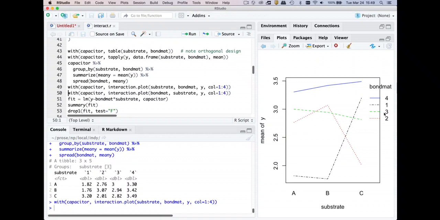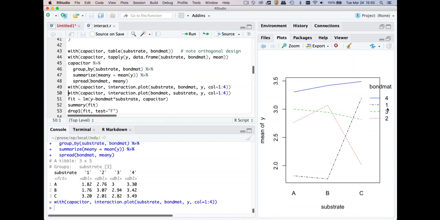Now, it helps to interpret the interaction. So what I see here is bonding material 4 wins. It doesn't matter what the substrate is, whether it's A, B, or C, bonding material 4 gives us by far the strongest bonds. Now, there's a problem with bonding material 4. It turns out that that's the most expensive one. So I'd rather not use bonding material 4 if I could avoid it. So then the question is, can I get strong bonds using a different, cheaper bonding material?